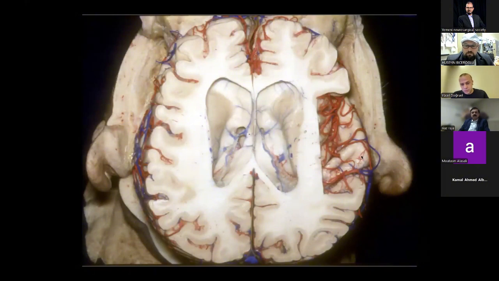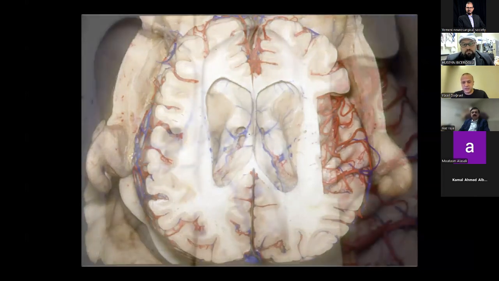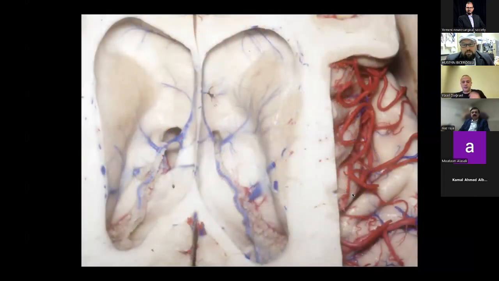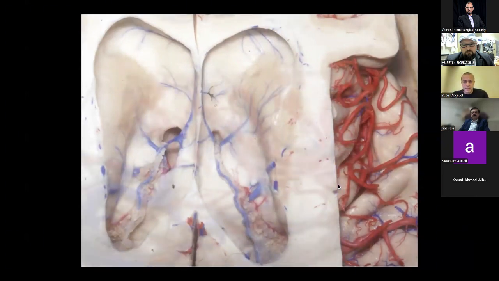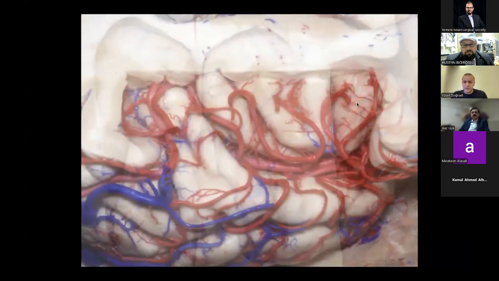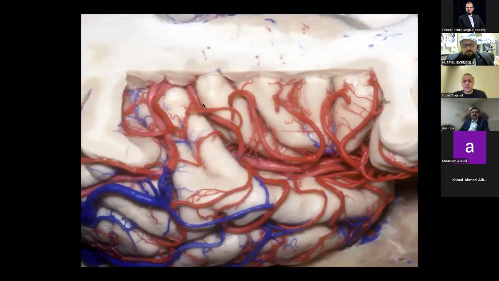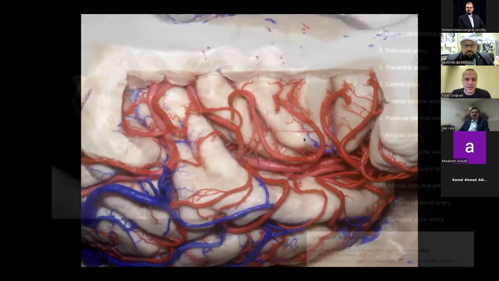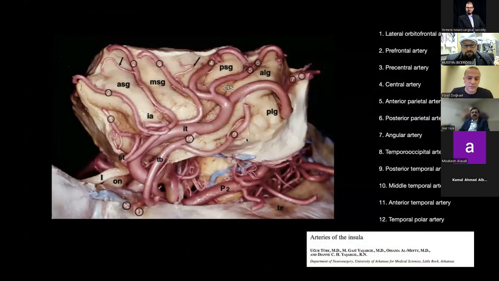So here in a cadaveric brain specimen, we are looking superiorly through the insula. The frontal lobe is removed, and here we can see the insular cortex, M2 segments of the middle cerebral artery, and M3 segments, and a closer view of this complex vascular anatomy. And from lateral view, here we can see the short and long gyri of the insula and their supplier M2 branches. And this is one of the unique studies by Professor Ture, Yasargil, and El-Mefti.